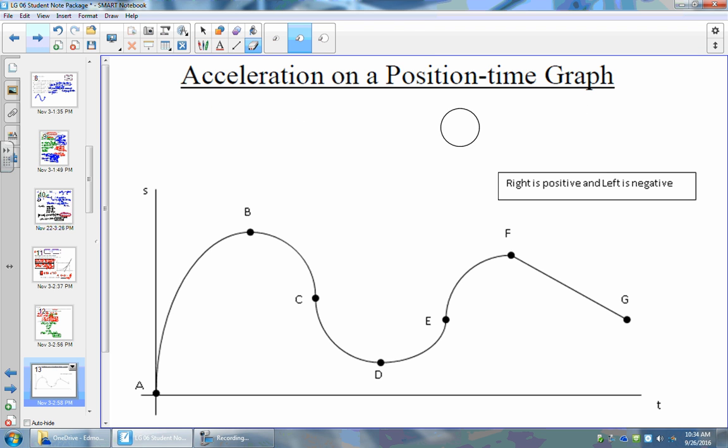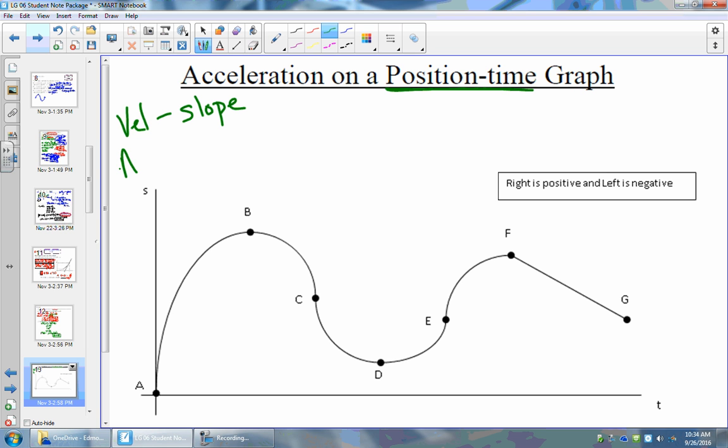On the next one, we are just looking at a visual representation of what we've got here. So acceleration on a position time graph. Now remember, position time graph is our original one that we were talking about in that last lesson, where velocity was our slope. So remember, velocity is slope, and that must mean that acceleration must be our concavity. Okay, because concavity is that second derivative.